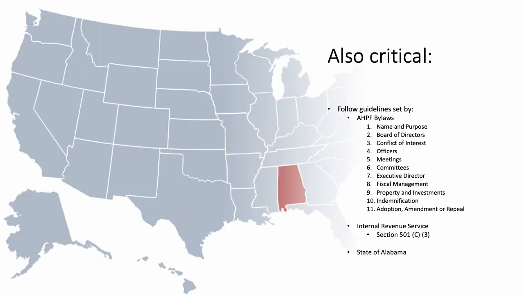Board decision-making processes may vary depending on the organization's bylaws, policies, and practices. It is essential for nonprofit boards to follow the guidelines set forth by the Internal Revenue Service, or IRS, as well as state laws, as well as adhering to principles of good governance such as transparency, accountability, and ethical conduct.